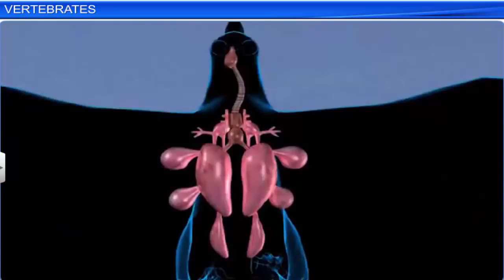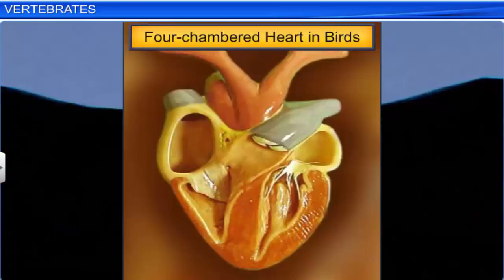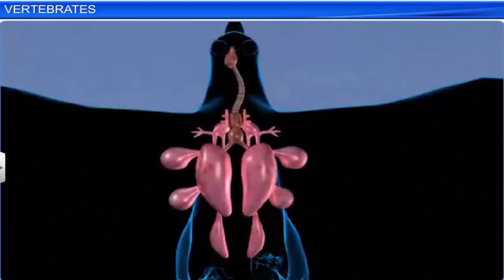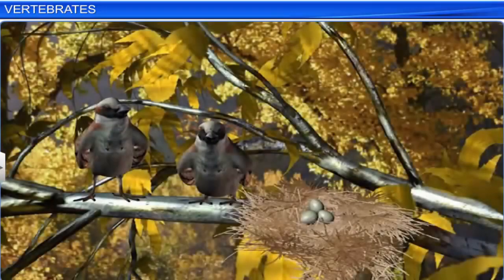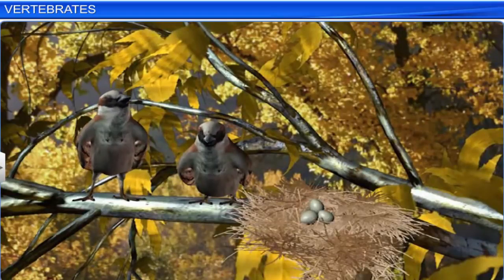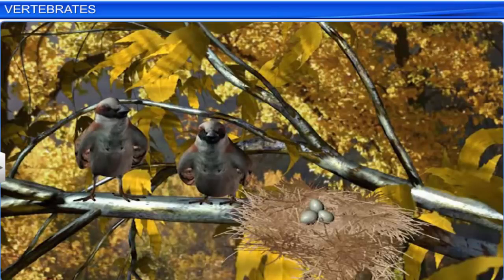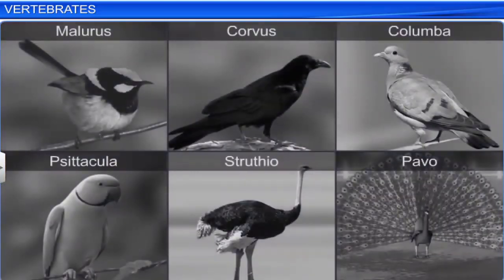Birds are warm-blooded or homeotherm, with a 4-chambered heart. They respire through lungs, and air sacs connected to their lungs supplement respiration. In birds, the sexes are separate and fertilization is internal. They are oviparous and exhibit direct development. Malurus, Corvus, Columba, Psittacula, Struthio, and Pavo are some common examples.